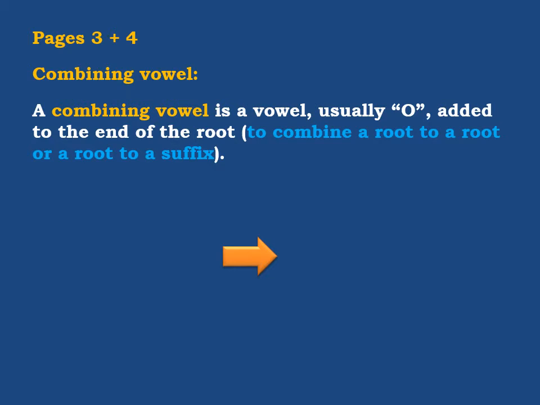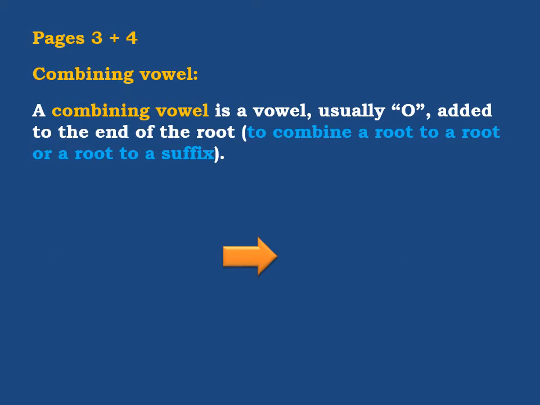So we use it sometimes to combine a root to a suffix or a root to a root. Now, why do we need that? Because sometimes if you combine two parts together, a root to a suffix, for example, or a root to a root, and the first part ends in a consonant and the second part starts with a consonant, it is difficult to pronounce the word in that case.